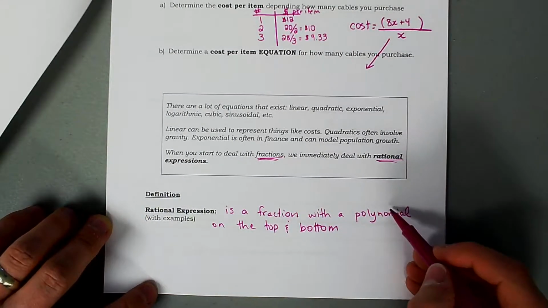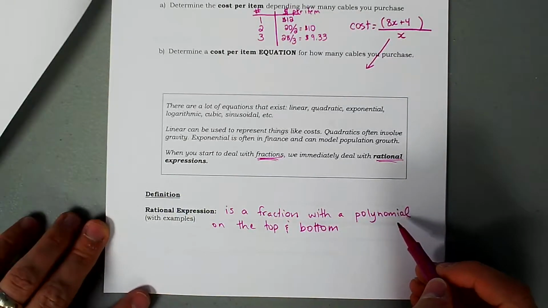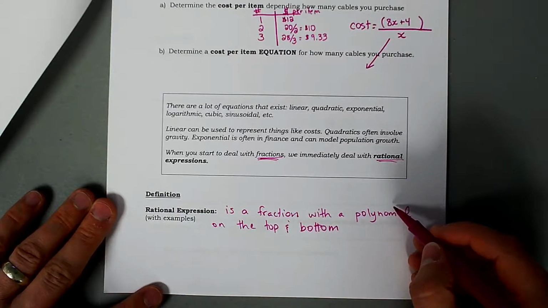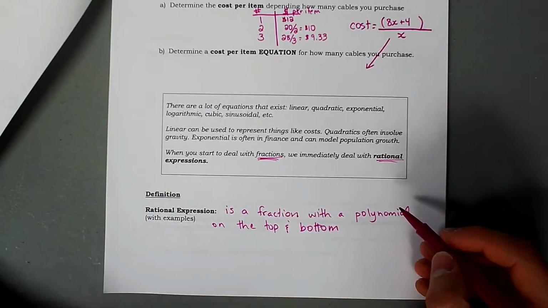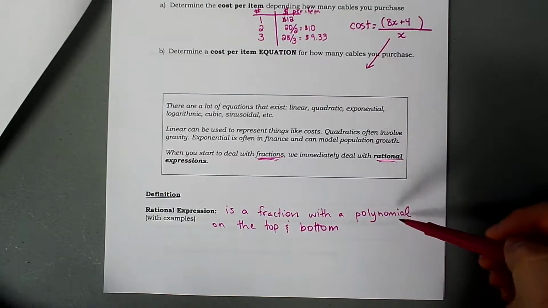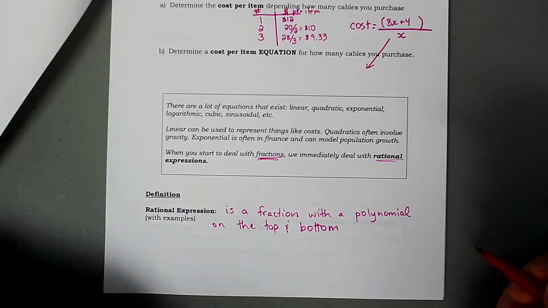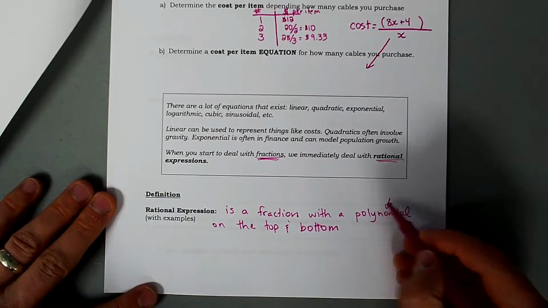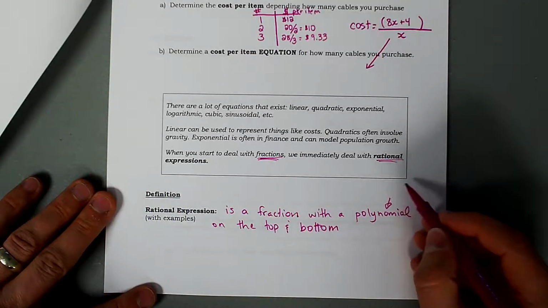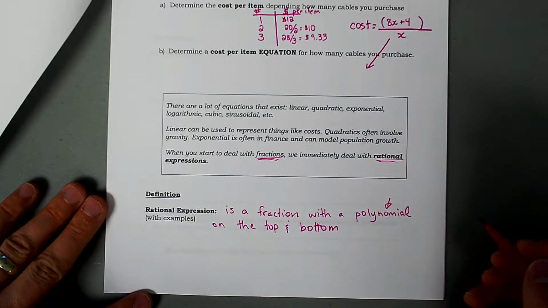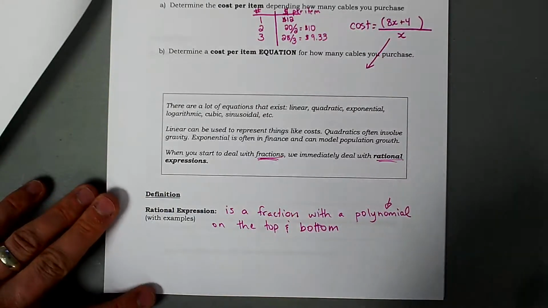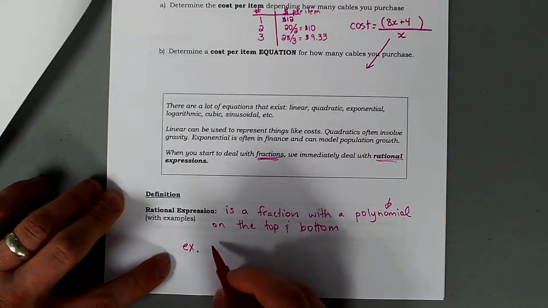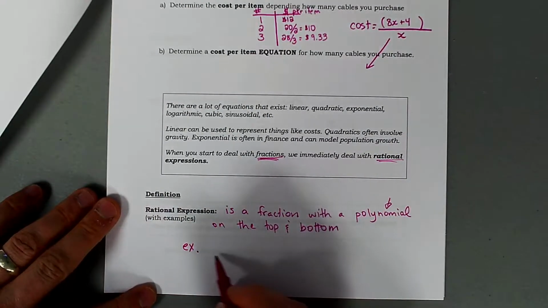Now, a polynomial is also something we might have to define. A polynomial you can think of as, think about linear or quadratic or eventually cubic functions. So a polynomial is something that doesn't have any square roots, doesn't have any weird negative powers. Think about these examples as we try to articulate what a polynomial is and then what a rational expression is.